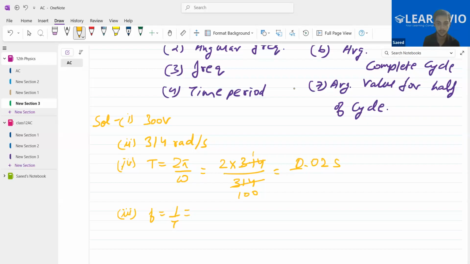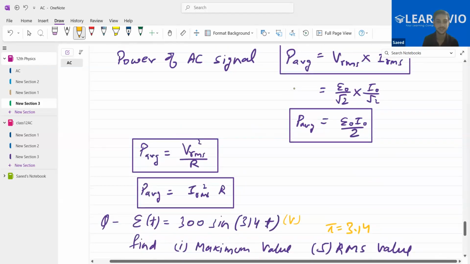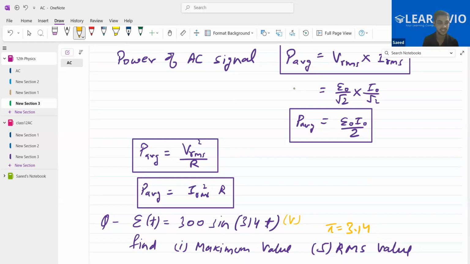1 by T will be 1 by 0.02. That will be 100 by 2, or you can say 50. What will be the unit? This will be hertz. And do you know what the frequency in India is? Actually, in UAE also the same frequency is there. It was 120, right? No, it is 50 hertz. Yes, 220 volt and 50 hertz.